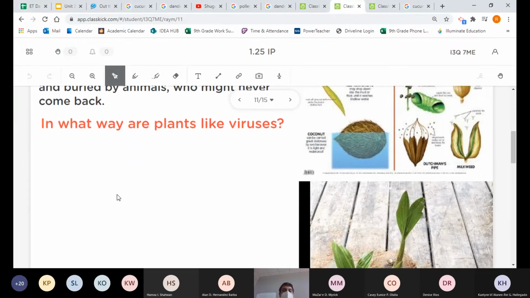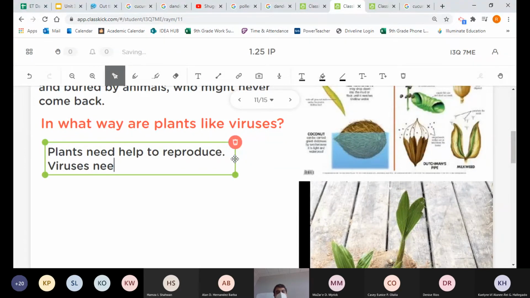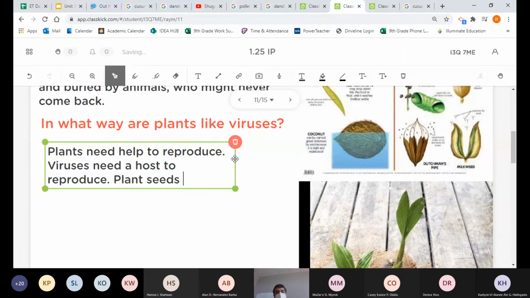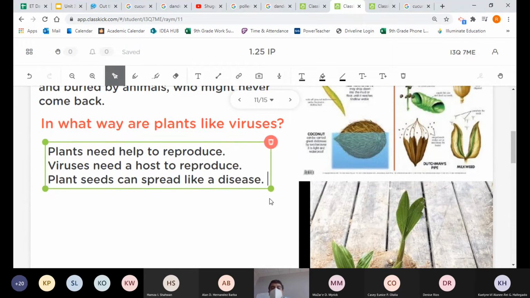Okay, so in what way are plants like viruses? Plants need help to reproduce. Viruses need a host to reproduce. Plant seeds can spread like a disease. Right? Those are things that they kind of have in common. It's not necessarily a positive or a negative. It's just showing that plants need us the same way that we need them.